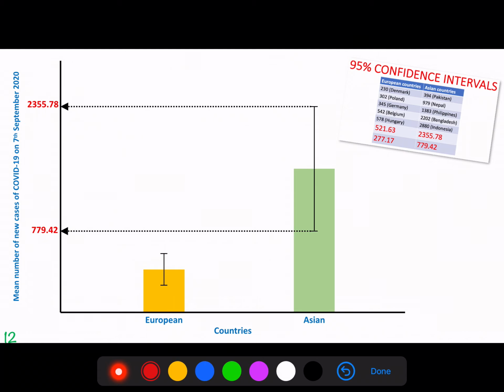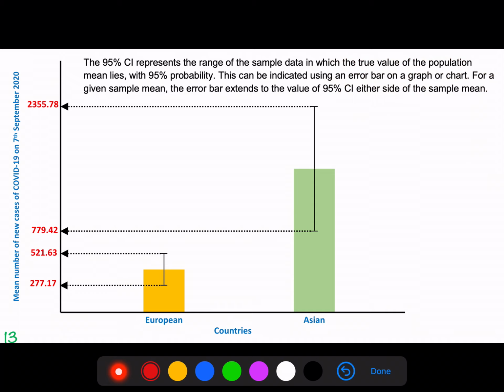What do these error bars tell us? Well, specifically, the 95% confidence interval represents the range of the sample data, that's our sample countries, in which the true value of the population mean lies. Now let's just make this specific to our example. What that means is that we only took a sample of 5 European countries, and we only took a sample of 5 Asian countries. There are many more European countries than 5, and there are many more Asian countries than just 5.